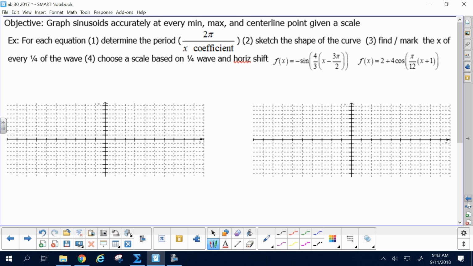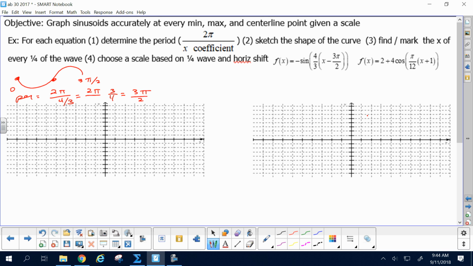sinusoid graphing. Here we go. This I touched on a little bit. I just want to review. So when I go to graph this sinusoid here, I might start by saying I know it's a negative sine wave. It looks like that. Then I might find the period. What's the period? It's always 2 pi divided by the coefficient of the x. So 2 pi over 4/3 is 3 pi over 2. Okay. I then know that a full wave is 3 pi over 2.